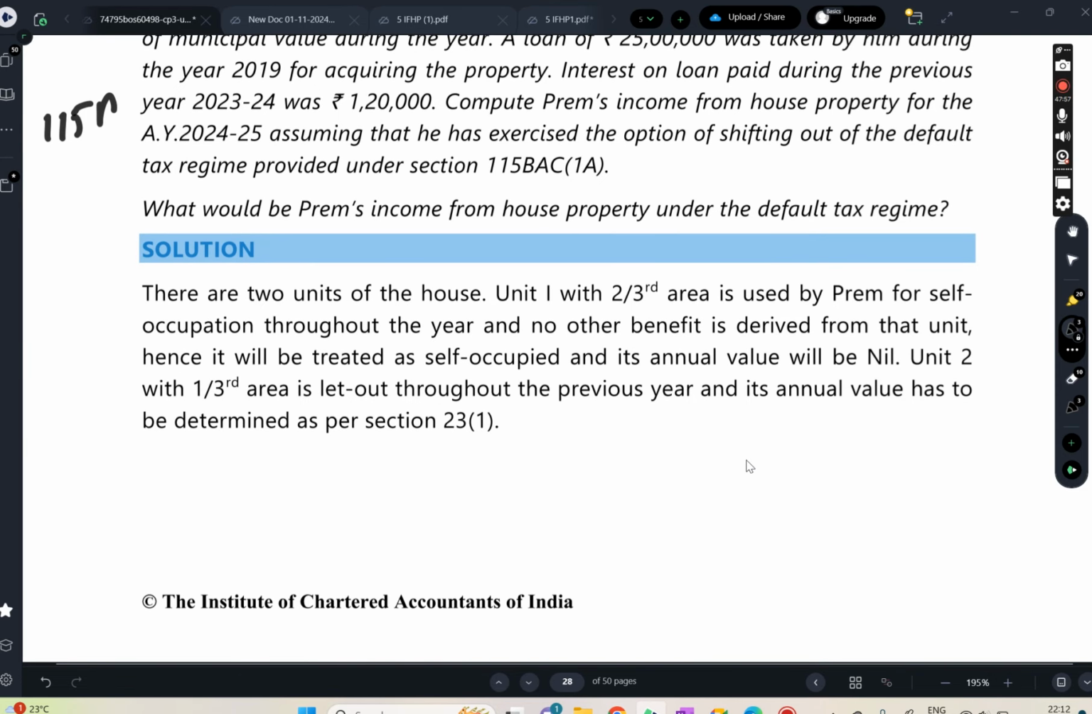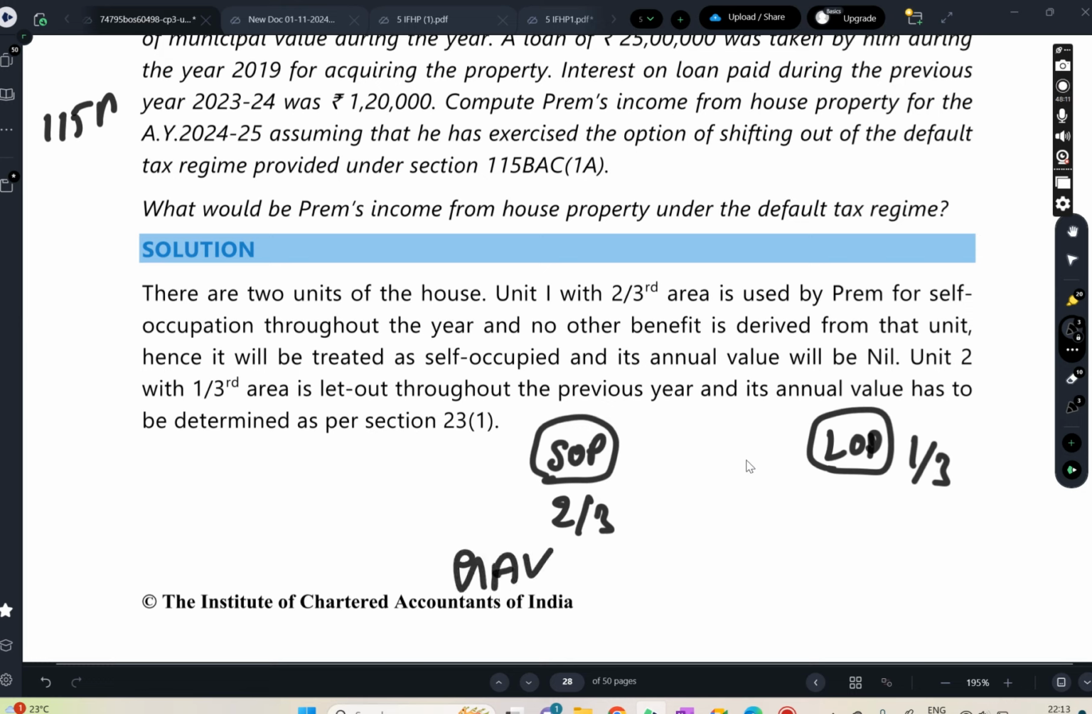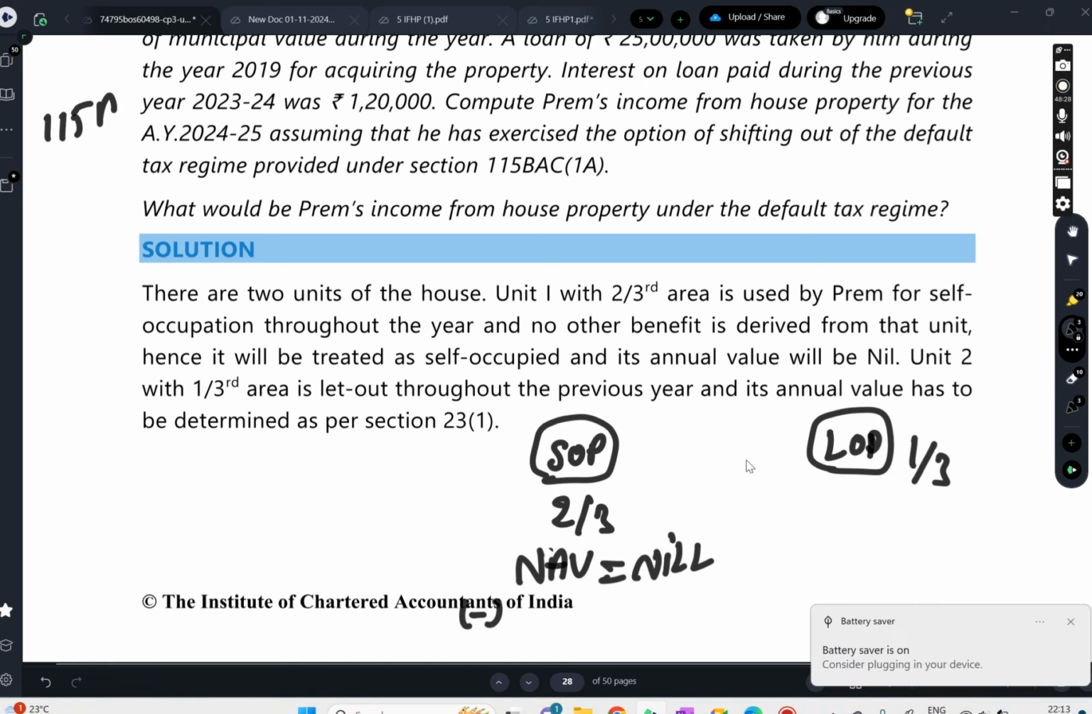Everything split it. Now it's very easy to find out the self-occupied property. Self-occupied property is 2/3 and then let out property is 1/3. Okay. Now do I need to find out GAV under the self-occupied property? No, sir. No, because I know if it is a self-occupied property, take it as nil. NAV is equal to nil. Minus deduction under section 24. First one is flat deduction 30%. Anyway, that is not applicable.